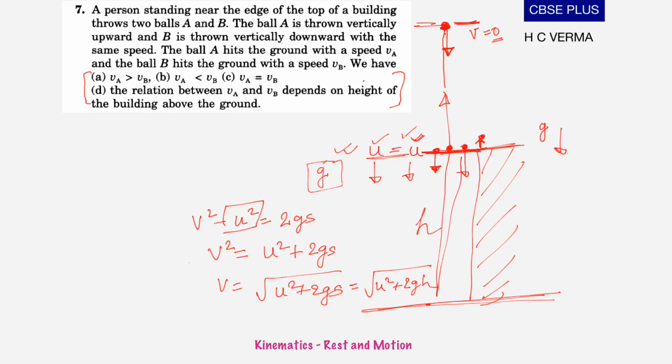Now let's see, h is constant, it is not changing, g is not changing, and u square will also not change, because for both the balls the initial speed u is the same and it is in the same direction. So actually these values will be the same for both the balls. So v sub A is equal to v sub B. So we have option C here. This is the correct option. Thank you. We'll meet in the next question.